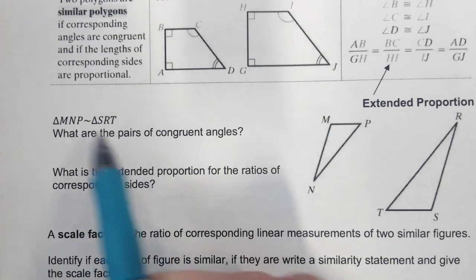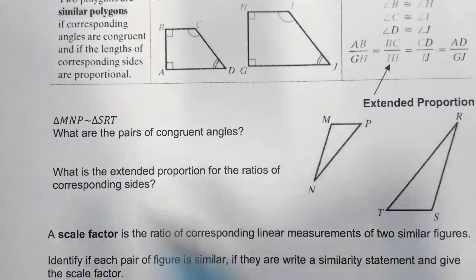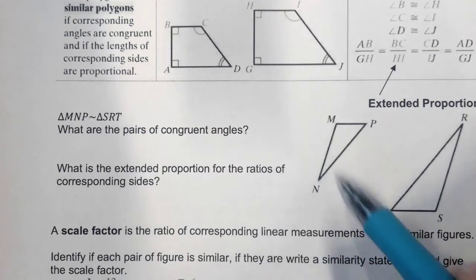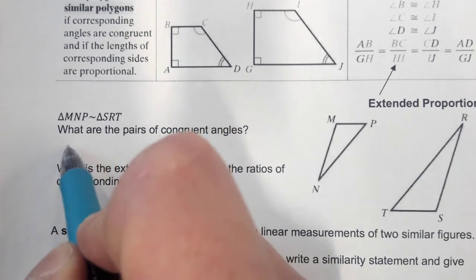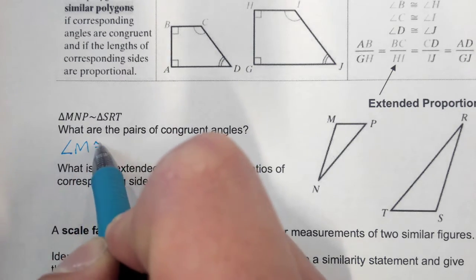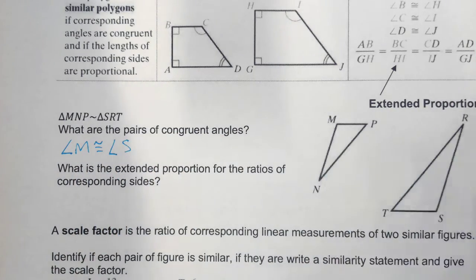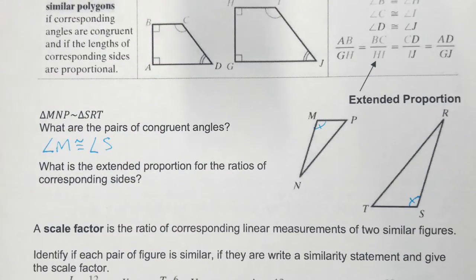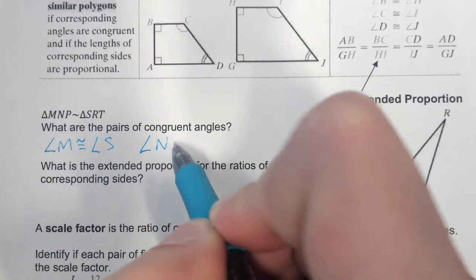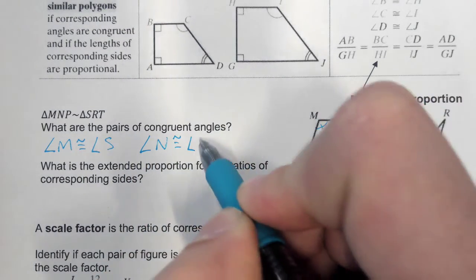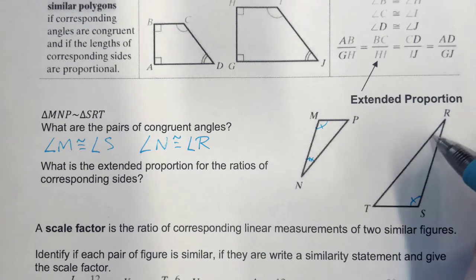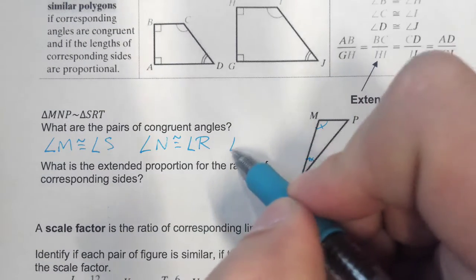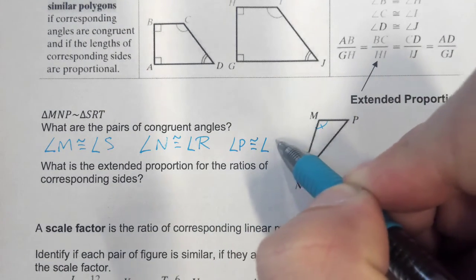And you can answer this question again without a picture because those segments are going to correspond to each other in the similarity statement as well. All right, so I know that since M and S are the first letters, those two angles are going to correspond. They are going to be congruent. Let's look at our picture. Doesn't that look to be true? Sure does. Next would be angle N is congruent to angle R. Again, look at your picture. Sure looks to be that way. And then finally, third letters. Angle P congruent to angle T.